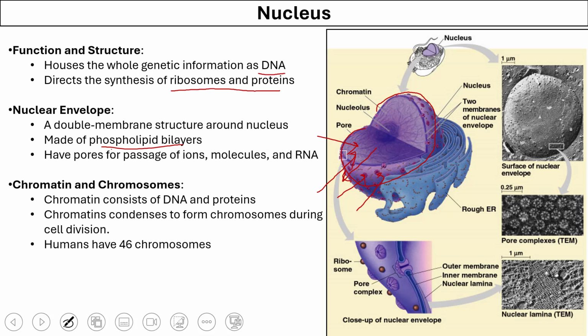Inside the nucleus is DNA, which is condensed in the form of chromatins. Chromatins make chromosomes at the time of cell division, and in human beings there are 46 chromosomes, or you can say 23 pair of chromosomes.